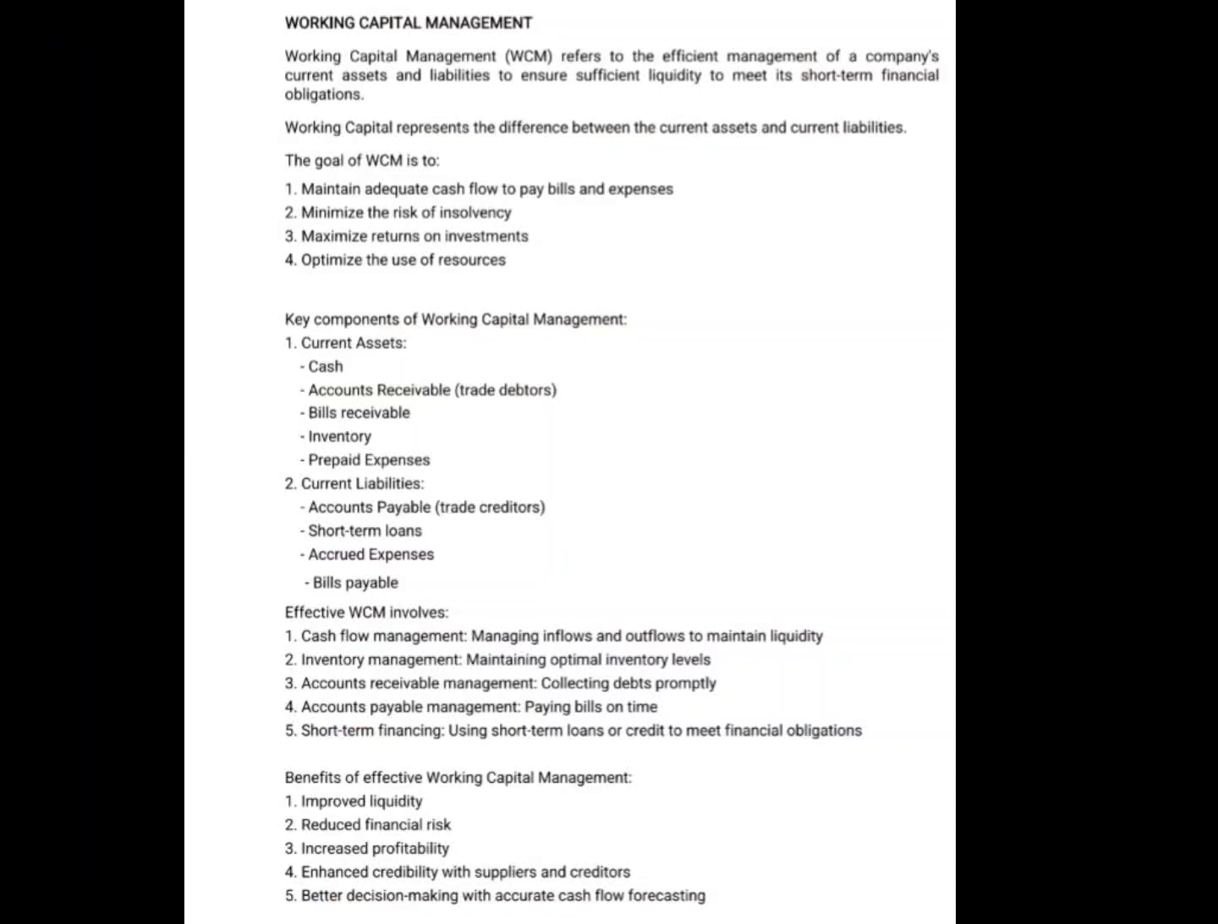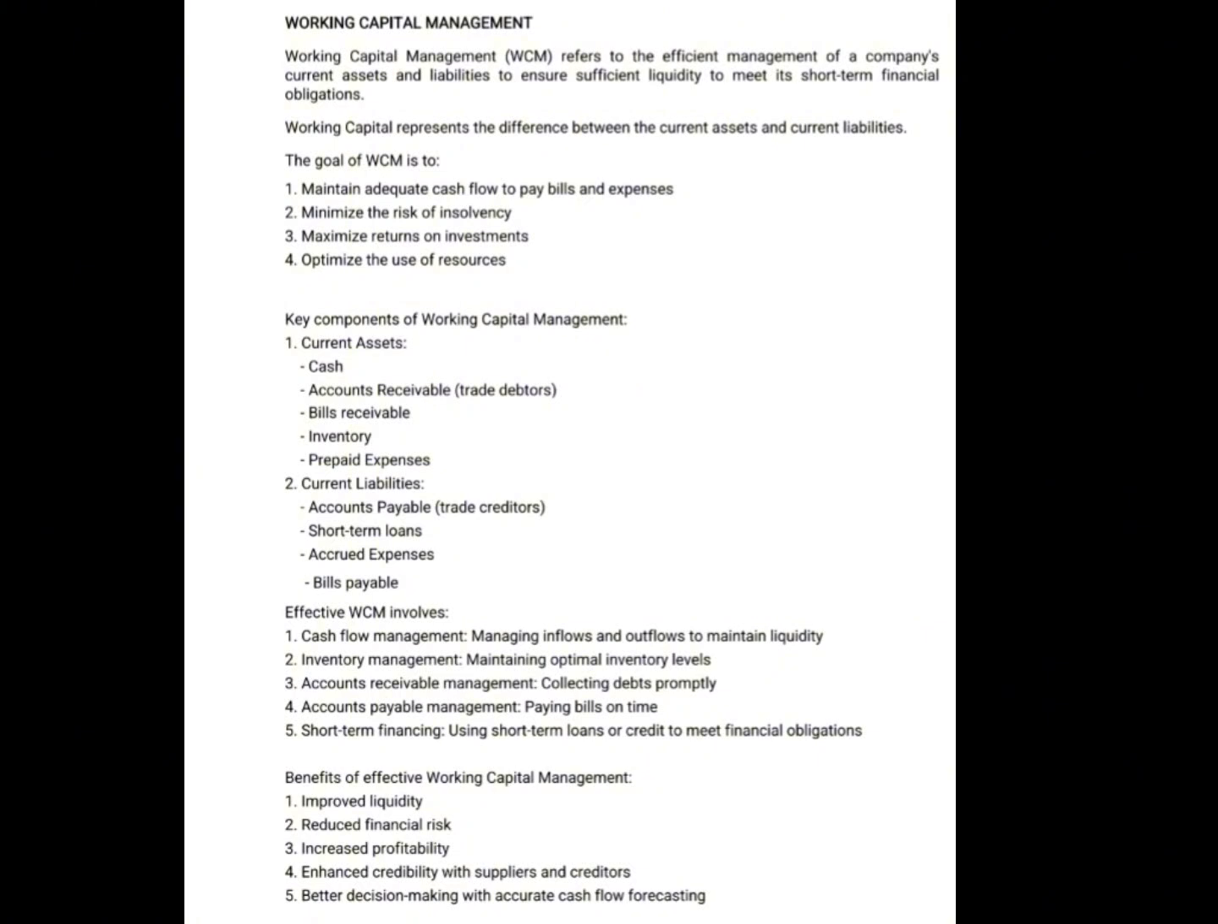Working capital management refers to the efficient management of a company's current assets and liabilities to ensure sufficient liquidity to meet its short-term financial obligations. As you can see, the working capital represents the difference between the current assets and the current liabilities. So when you want to work out the working capital of a firm, it is the difference between the current assets and the current liabilities.